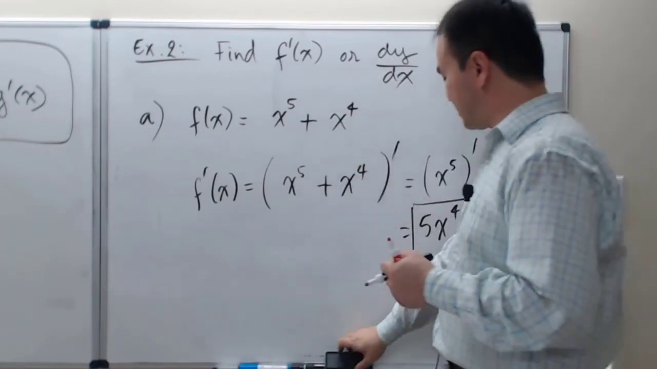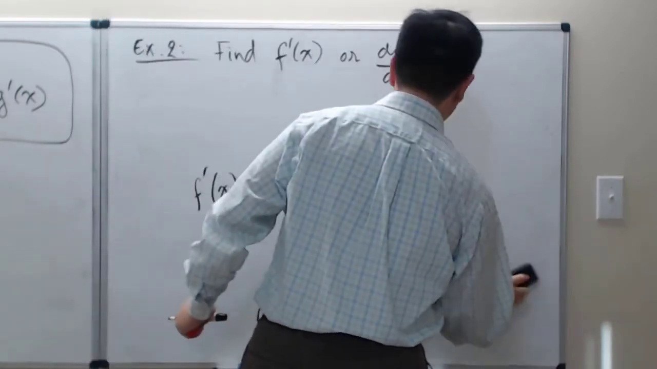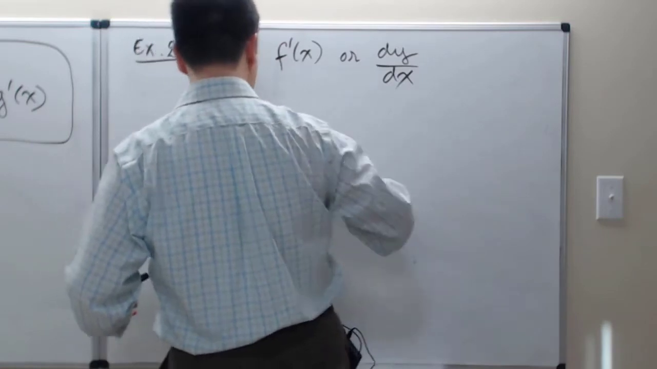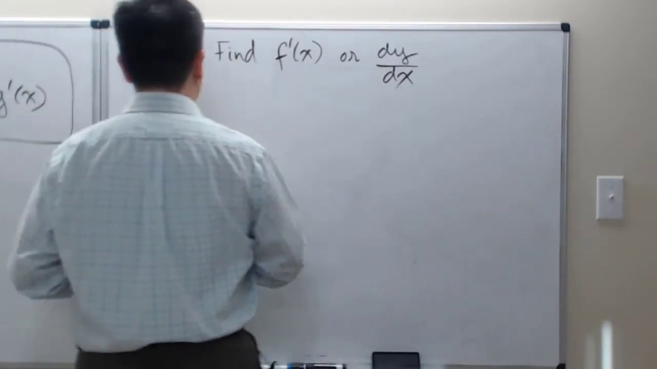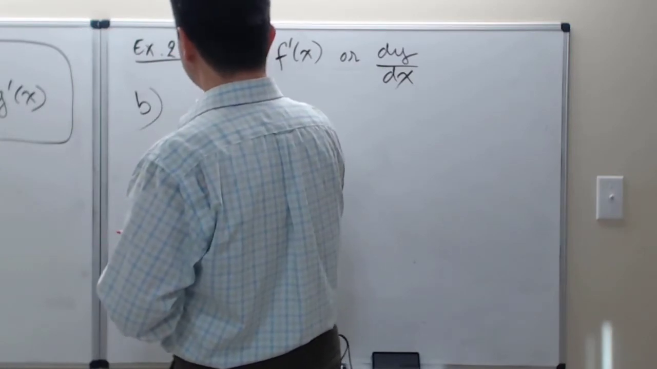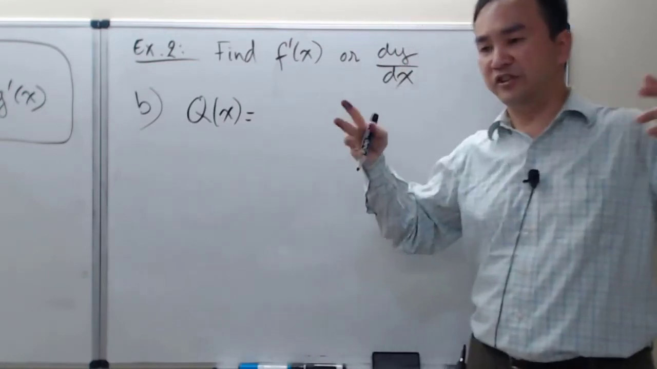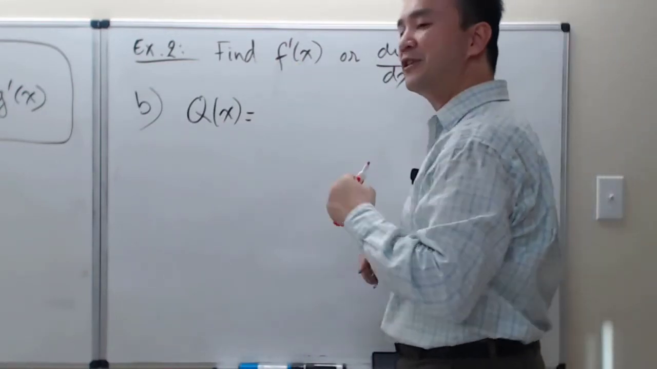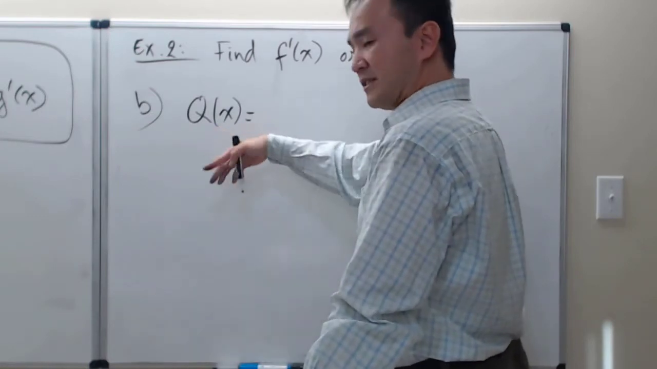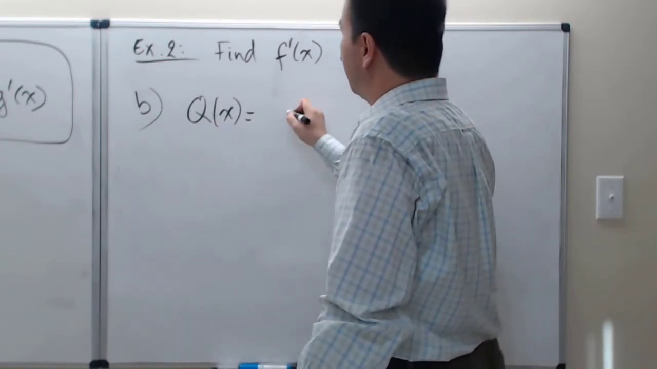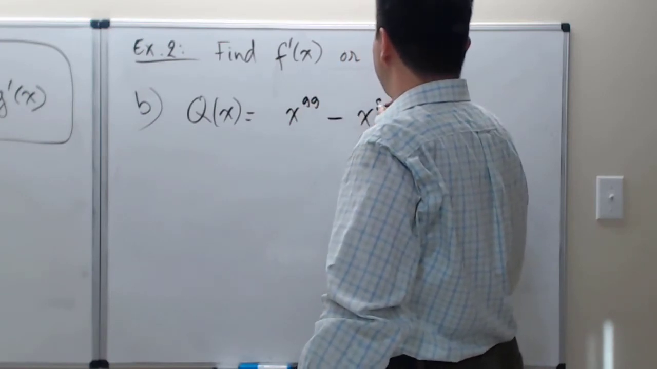So how about another problem, as part B of the example we're currently in, example 2. Let's look at q of x. I'm getting tired of naming f and g and all that, so let's save f and g for the little parts in the formula. And so q of x is some function, and we're looking at, how about x to the 99 power minus x to the 80 power.